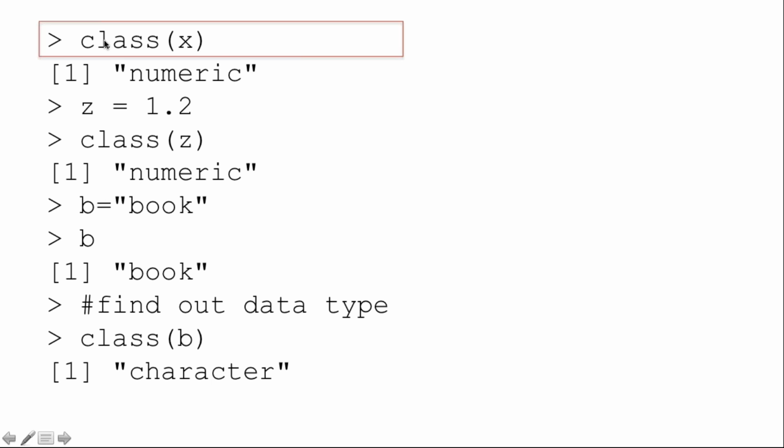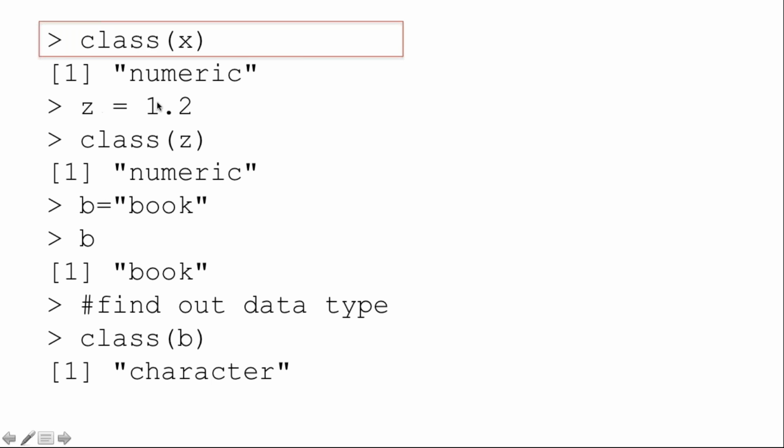So we have class. This is a function. So class will tell us what X is, and so X is a numeric. And so we use the class function to figure out the data type for our data. So class X returns numeric, meaning that X is a numeric data type. It's not saying integer, it's not very detailed, it's a very general data type.